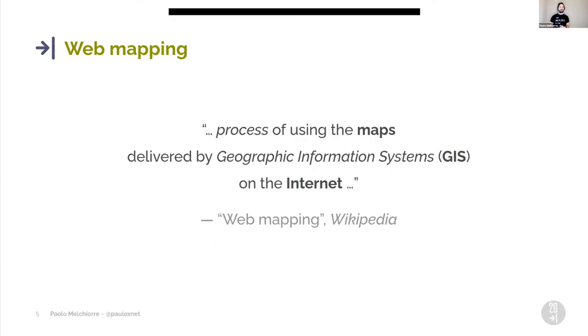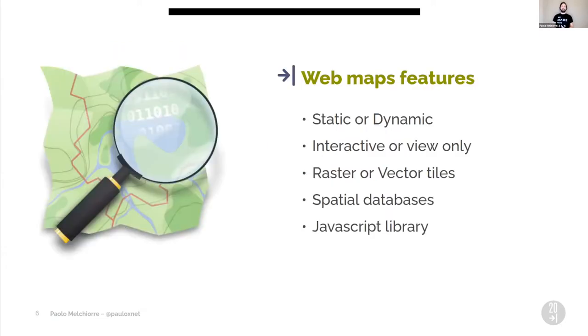On Wikipedia, regarding web maps, we can read that web mapping is the process of using the maps delivered by geographic information systems on the internet. A web map has many features. It can be static or dynamic. You can interact with it or you can only view it.